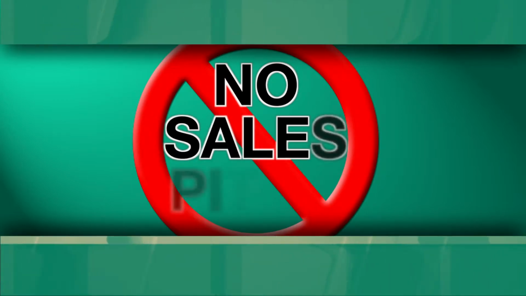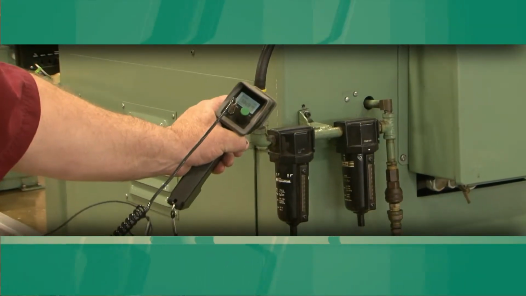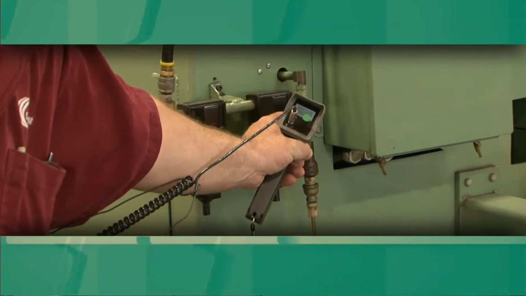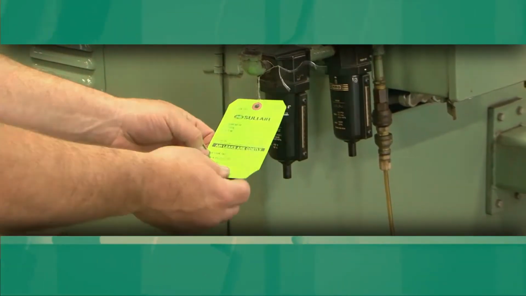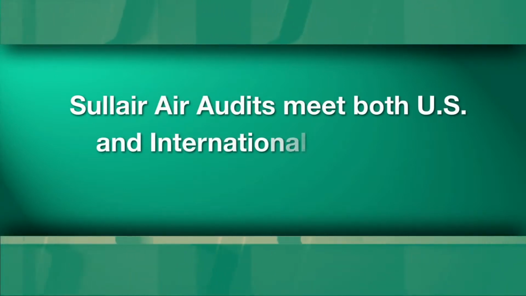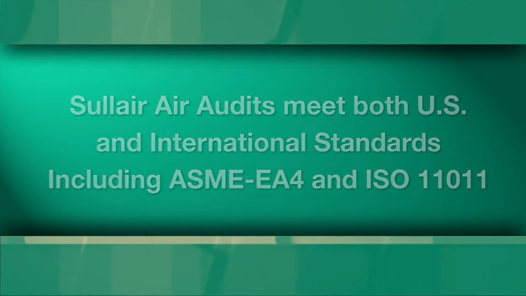So what's the number one goal of a Sullair Air Audit? It's definitely not to sell you a compressor. The primary goal of a Sullair Air Audit is to make your current system more reliable, cost-effective, and trouble-free. A comprehensive Sullair Air Audit is the only one in the industry specifically tailored to meet both national and international standards, including ASME EA4 and ISO 11011.